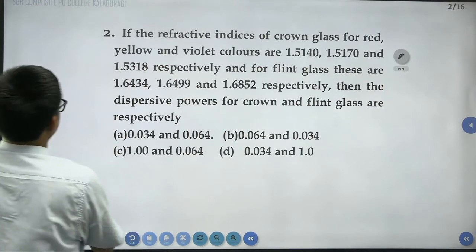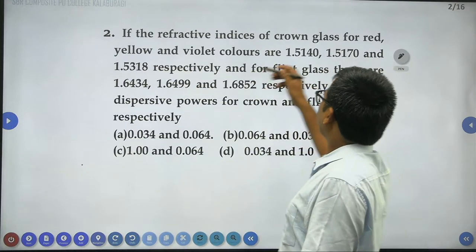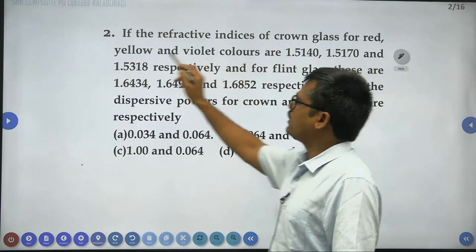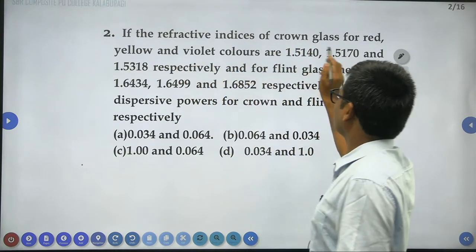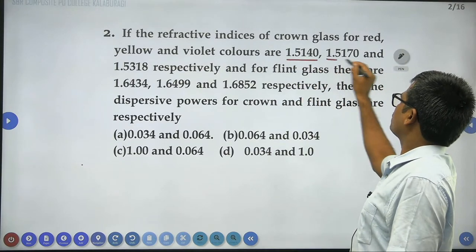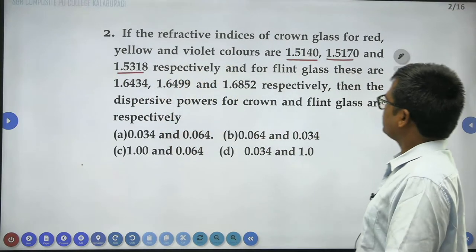Now see the next question here. If the refractive indices of crown glass for red, yellow, violet colors are given. This is the refractive index for red color. This is the refractive index of yellow. And this is the refractive index of violet. Done? Now let me write.